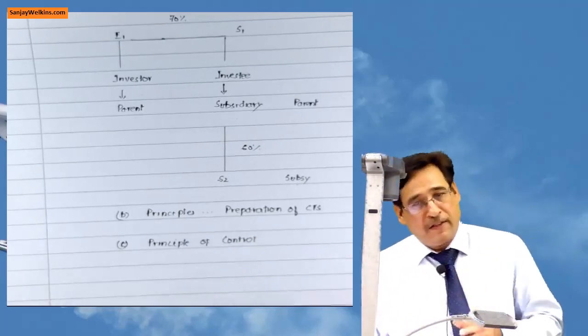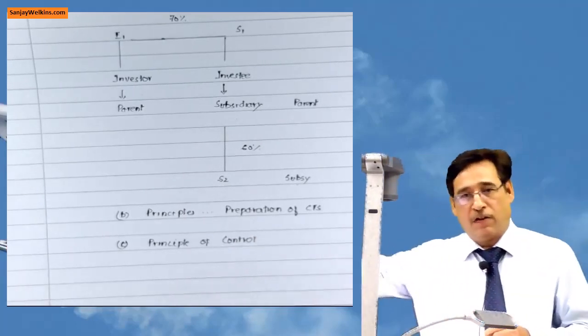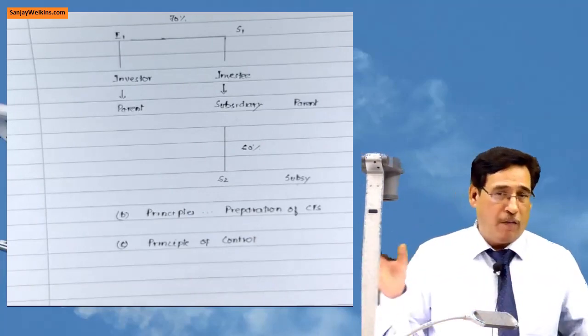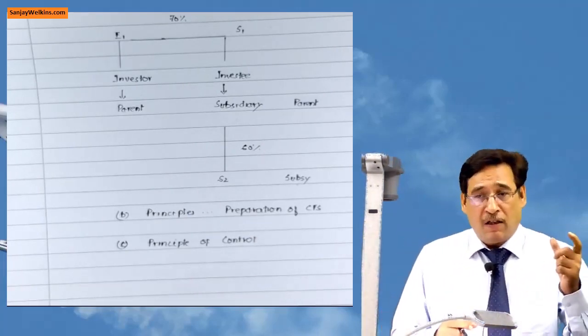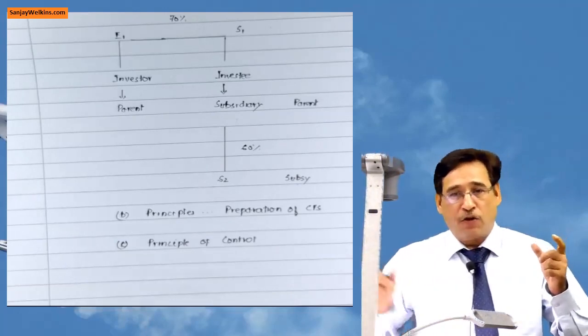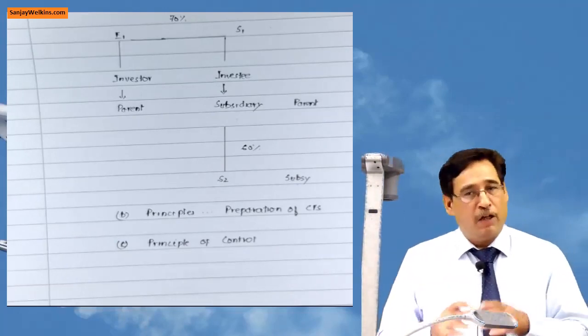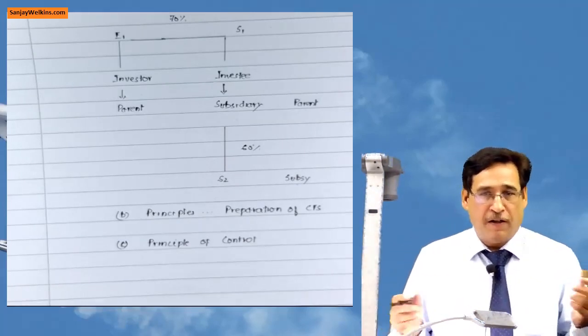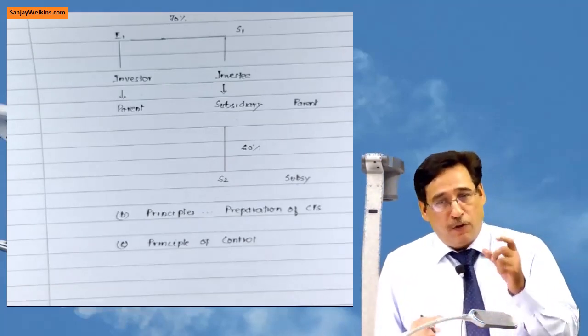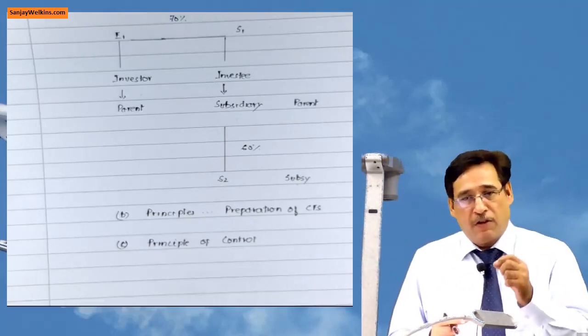Remember one thing: unless an entity exercises control over the other entity, we cannot apply Ind AS 110 or IFRS 10, as we say. Control is a very big word. We need to know whether an entity exercises control or not.